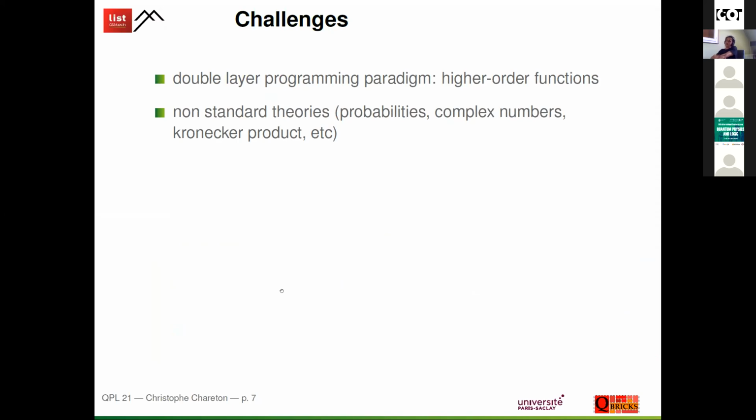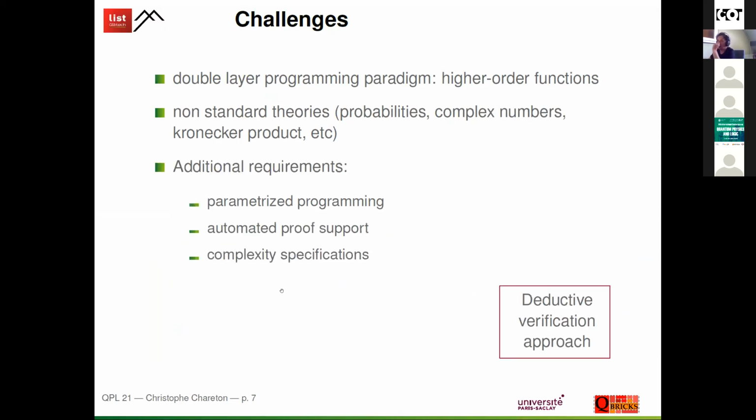So the challenges in this purpose are mainly twofold. First, to handle the higher level programming paradigm that I described before, with functions producing circuits and circuits themselves behaving as a function. And the other thing is to handle the non-standard theory framework of quantum computing, including probabilities, complex numbers, Kronecker products, and so on. In addition to that, we want to be able to handle parametric programming. We want to automate the proof support as far as possible. And we want to be able to handle the complexity specifications in addition to the functional ones. And so we are following a deductive verification approach.